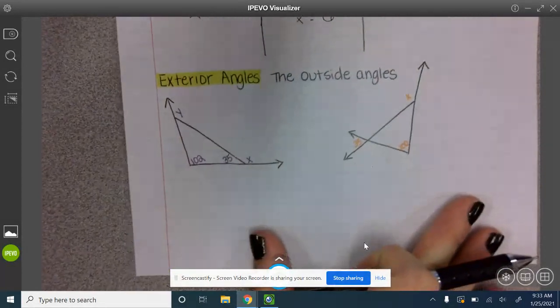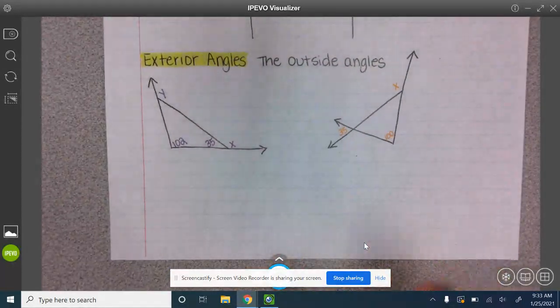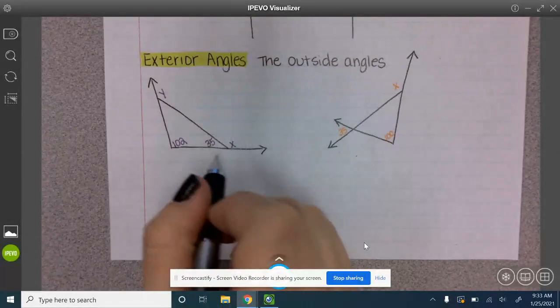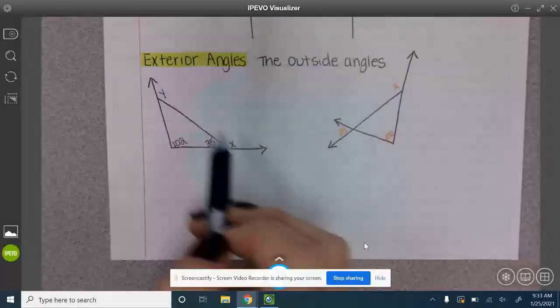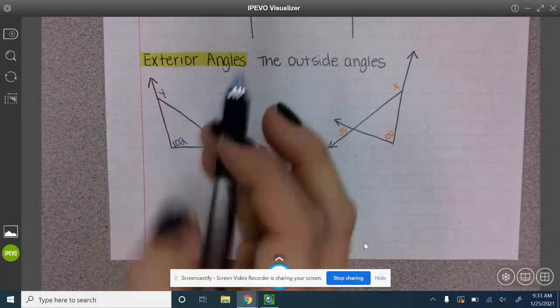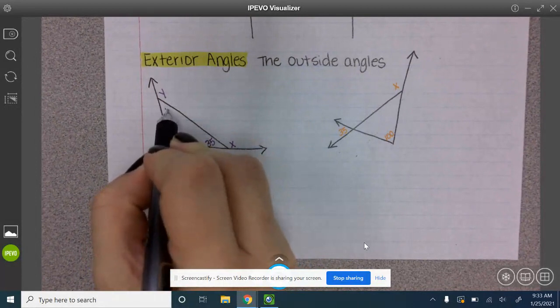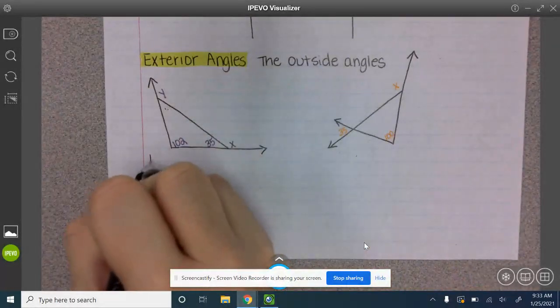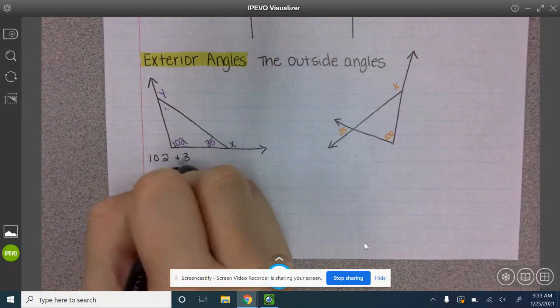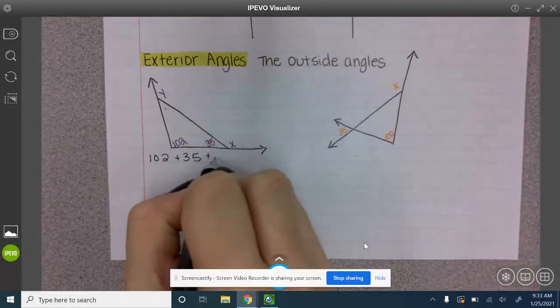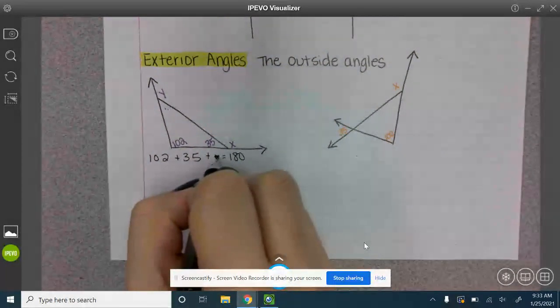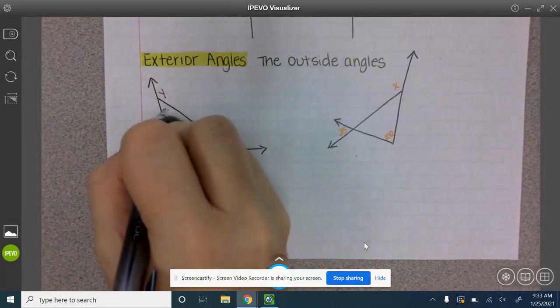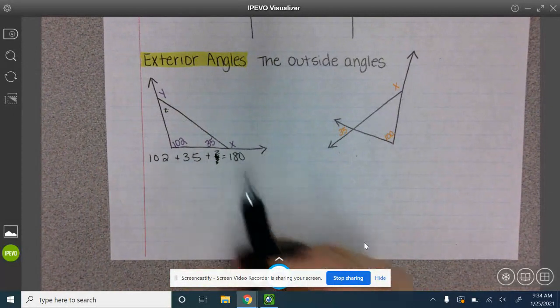All right, now we need to look at exterior angles, the outside angles, the angles outside of a triangle. Before we do anything to try to figure out x and y on this first one, I want to figure out what is this angle right here. So we have 102 plus 35 plus, we're going to call it z, because we've already got a y up there, equals 180.